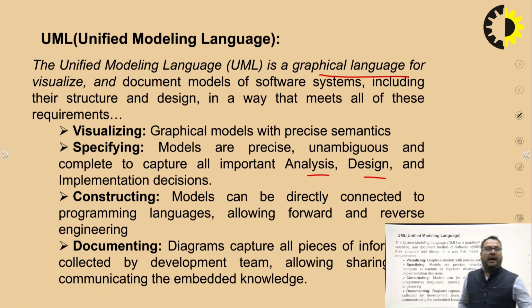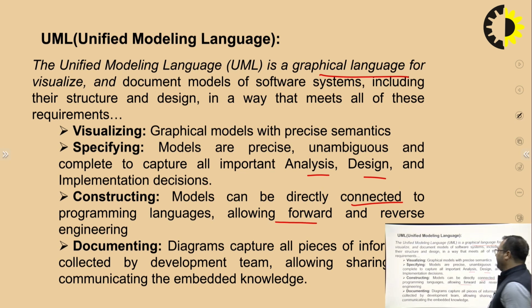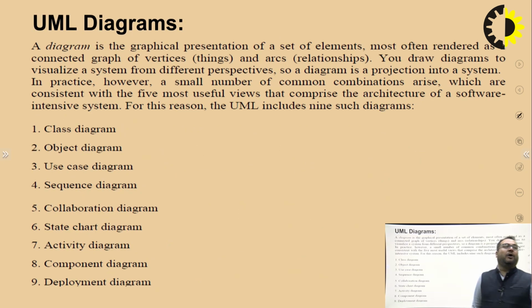And next is constructing, which means the models can be directly connected to programming languages, which allows forward and reverse engineering. Forward and reverse engineering means we give code and we could draw the logic, like a flowchart, and from the logic we could also capture the code. Documenting means diagrams capture all pieces of information collected by the development team, allowing sharing and communicating the embedded knowledge.